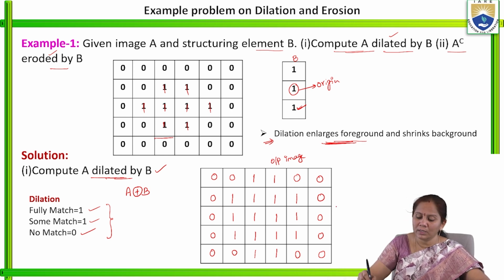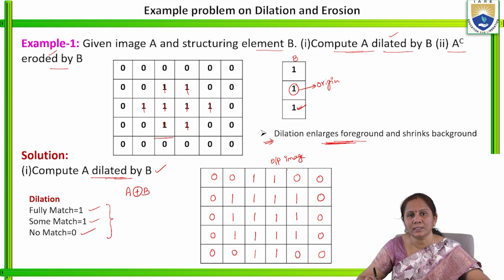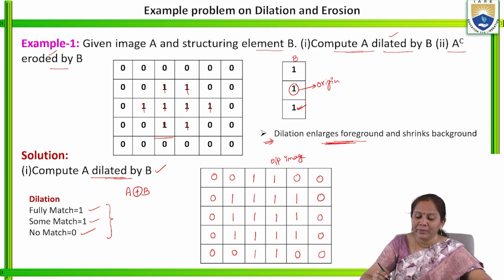Here, what are all the zeros that are available? They are considered as background. So all the zeros are reduced compared to image A. That's why we say it shrinks the background.